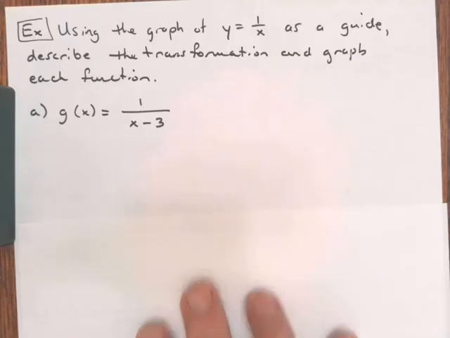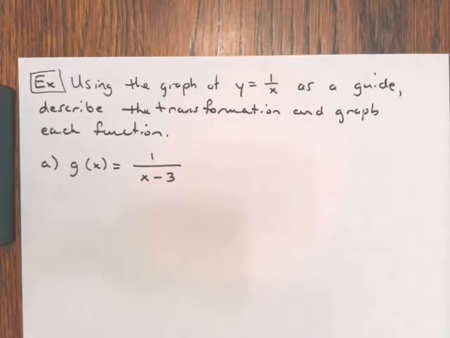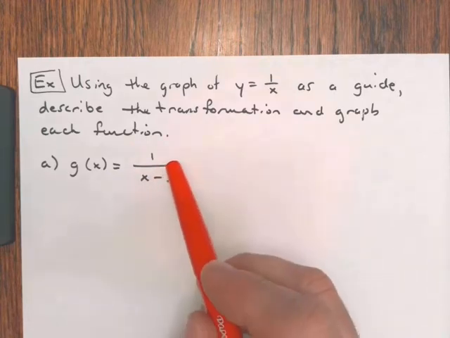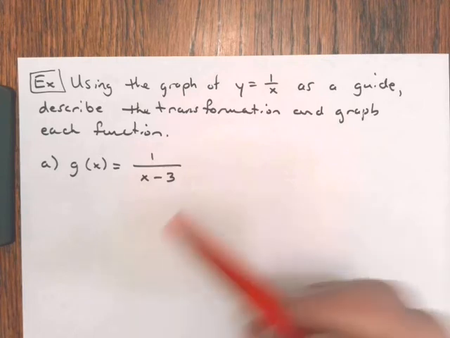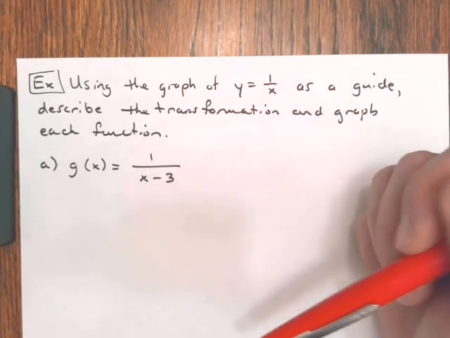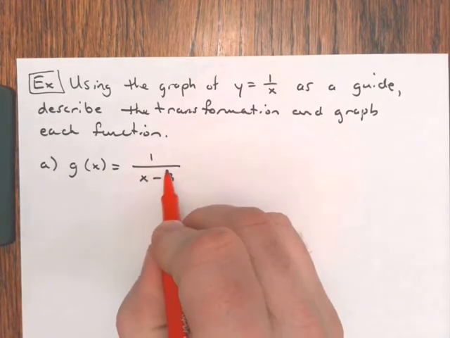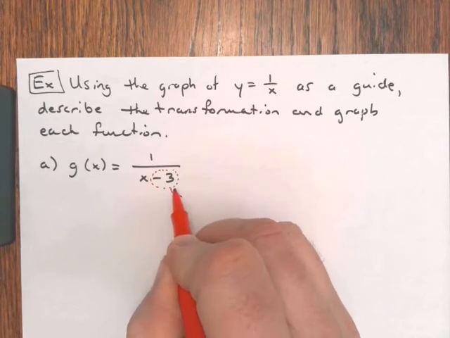So for letter A here, we are going to take a look at g of x is equal to 1 over x minus 3. If you compare this function with the parent function, 1 over x, this is 1 over x minus 3. So the only thing that's different is this subtract 3 down here in the bottom.